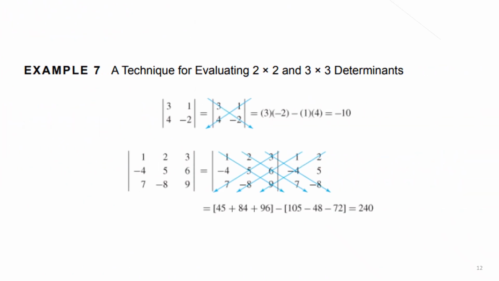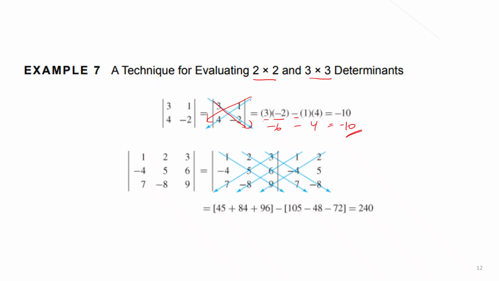Okay, the techniques that we learned earlier, we can apply to calculate this 2 by 2 matrix and 3 by 3 matrix. So take an example of this one. This will be this one minus this one, yeah, 3 multiplied by minus 2 minus 1 multiplied by 4. This one is minus 6 minus 4, minus 10.